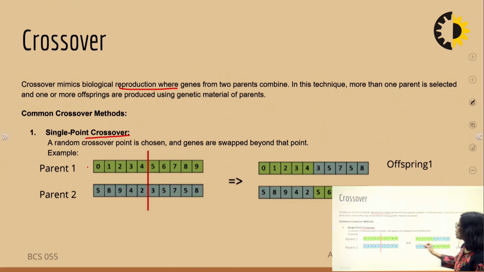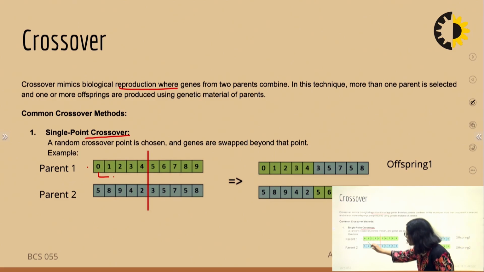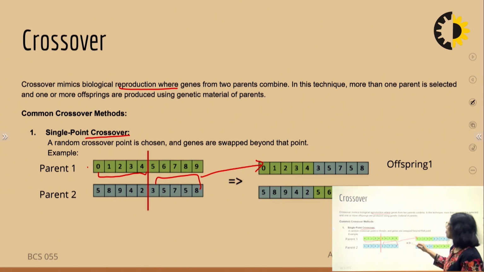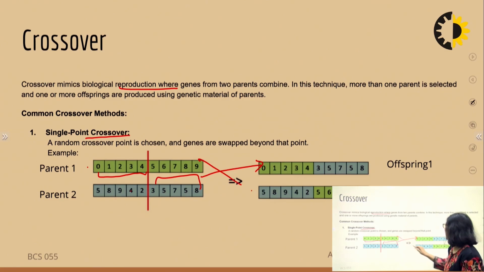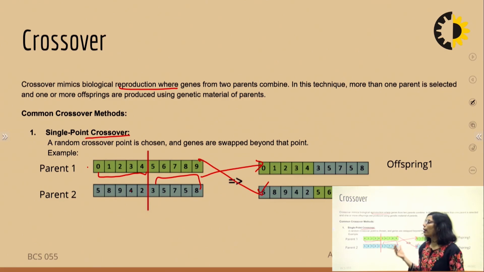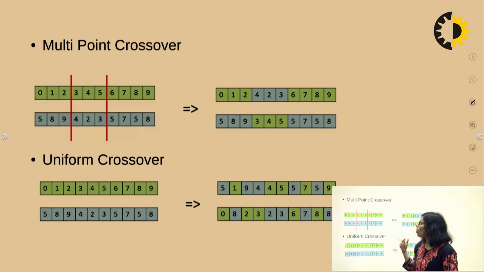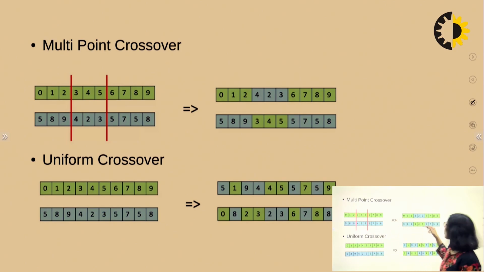Okay. So this portion and this portion together form one offspring, and again this portion and this portion will form the second offspring. So here we are getting 2 offspring. Now there are also multi-point crossovers, in which I will have 2 crossover points and interchange them. So here also I get 2.